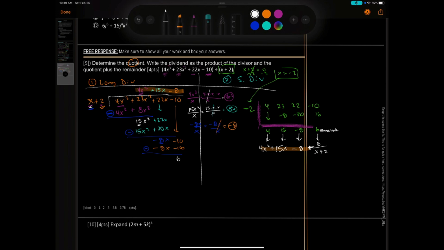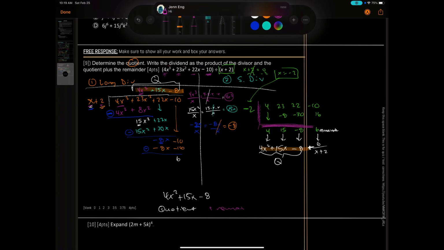And you'll notice that my answers, let's see if I can highlight it, here and here are the same. So I'll just label the parts. So we need the quotient. The quotient is here and up here. So 4x squared plus 15x minus 8. Next, we need the plus the remainder. So that would be that second part.